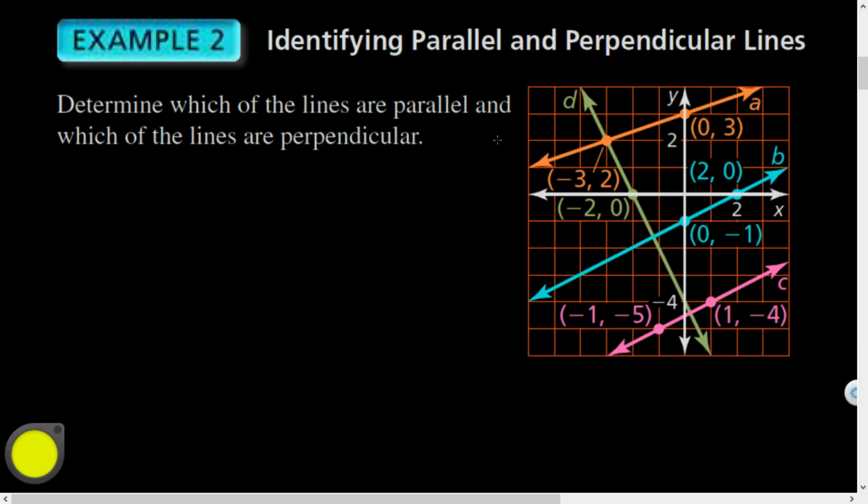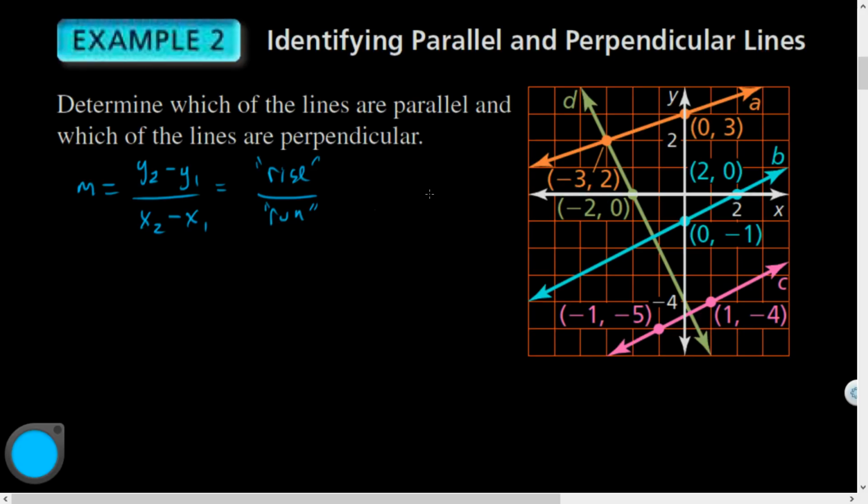All right, determine which of the lines are parallel and which lines are perpendicular. So let's actually find the slope two different ways here. The slope formula, does anyone know the slope formula? That's correct. The slope formula is the change in the y's over the change in the x's. You could think about this as the rise over the run. So the change in the y's over the change in the x's.